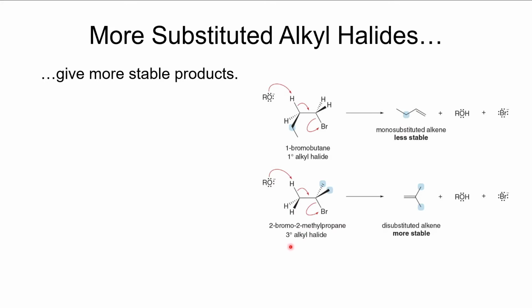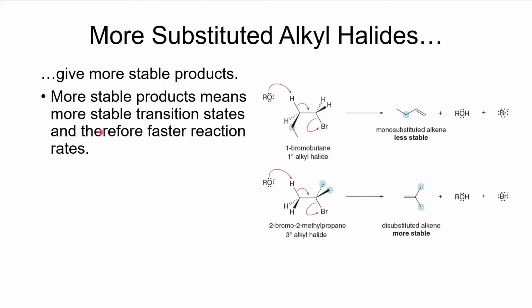And with this reaction, we've got a tertiary alkyl halide, which is tert-butyl bromide, or 2-bromo-2-methyl propane, if you want to look at it that way. And so here you'll notice we're eliminating this. And this would have quite a bit of stability from these alkyl groups to help stabilize the partial double bond character in the transition state. And you'll see here that we get a di-substituted alkene on this. So more stable products means more stable transition states and therefore a faster reaction.